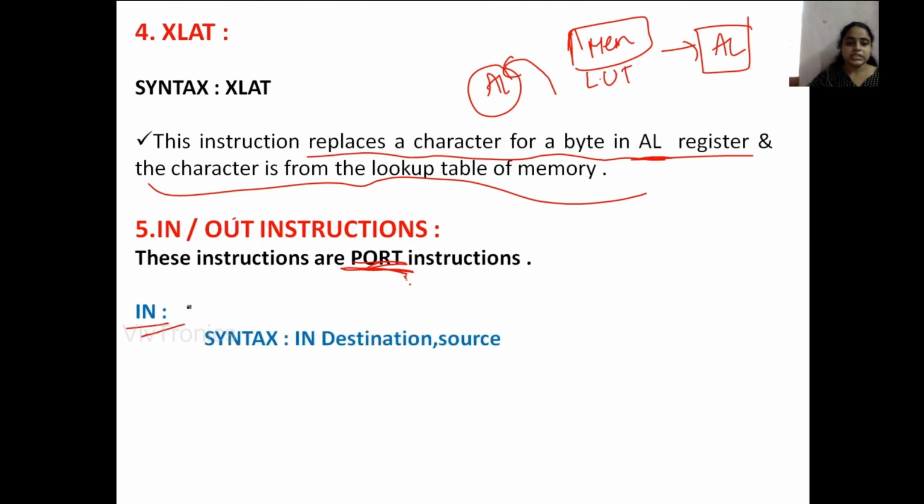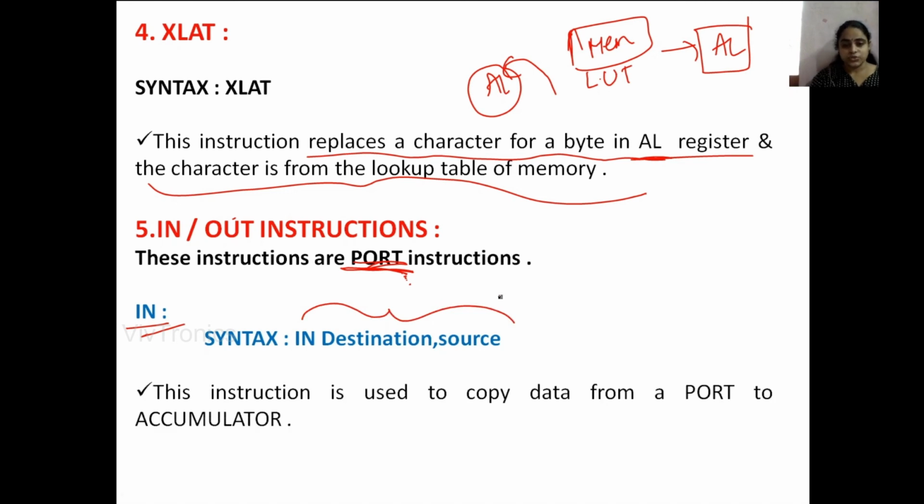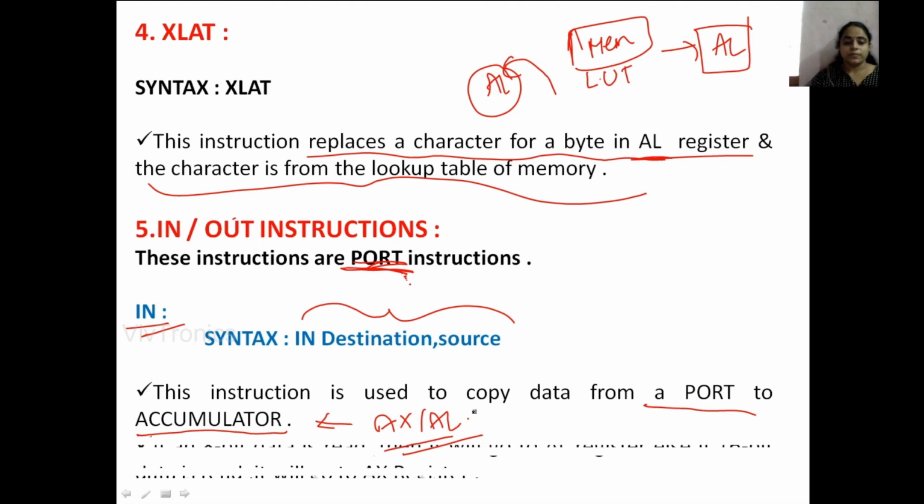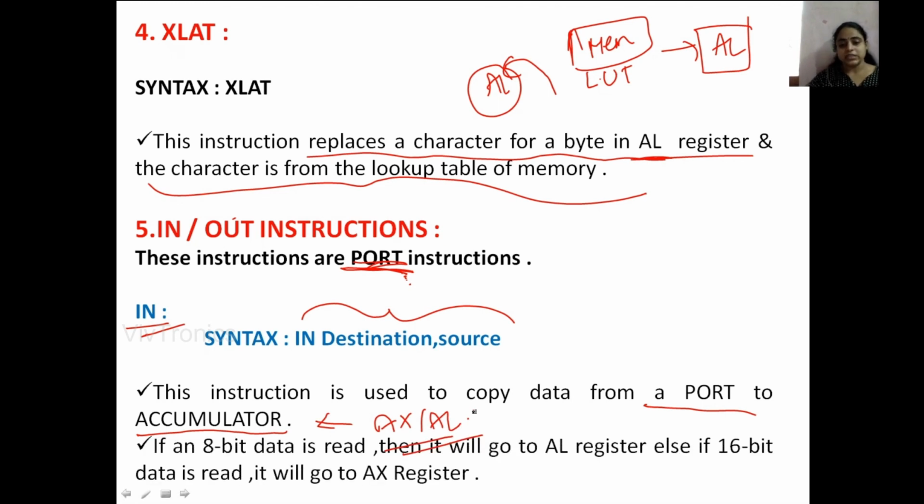The syntax is IN destination, source. This instruction is used to copy data from a port to the accumulator. The destination is always AX or AL by default. If 8-bit data is read, it goes to the AL register, so the destination is AL. If 16-bit data is read, it goes to the AX register, so the destination is AX. The source comes from the port.